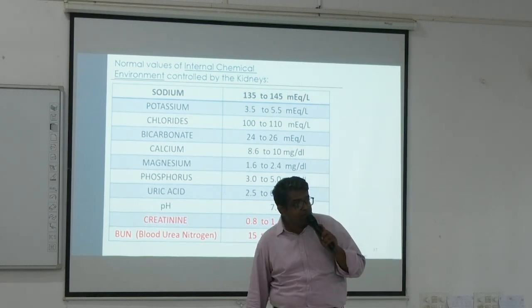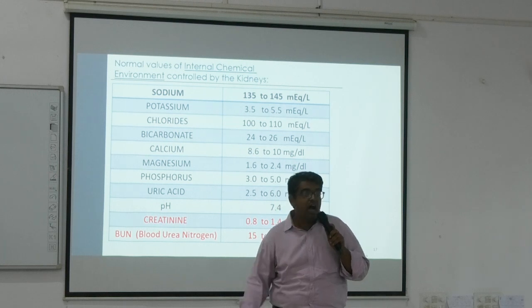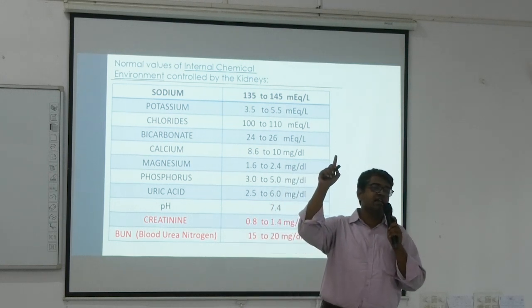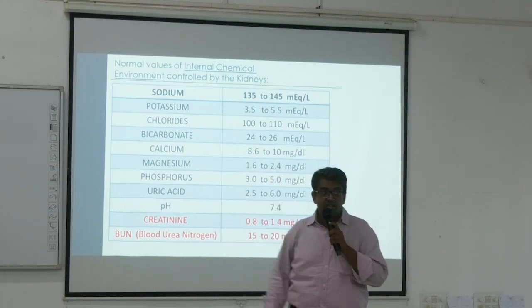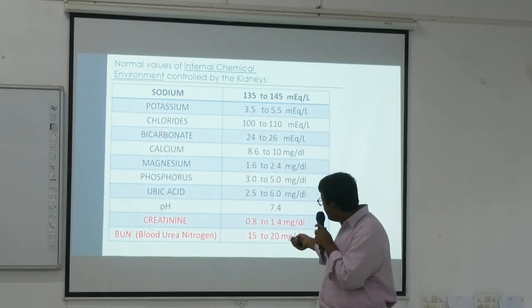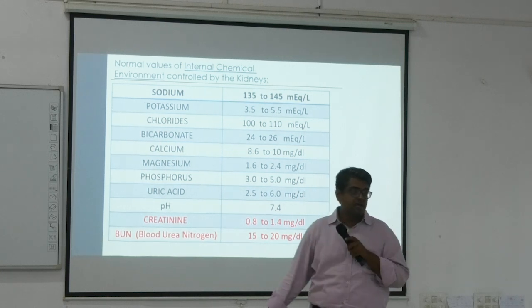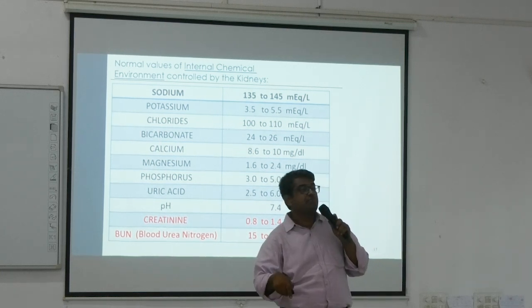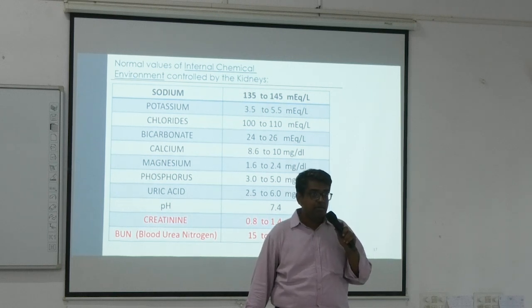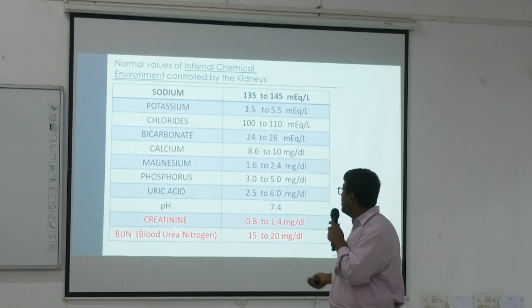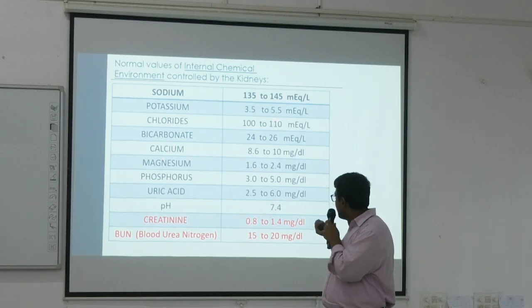Because your bicarbonate stores in the plasma are your first line of defense against any acidotic or alkaline change. Okay? So this bicarbonate is most important. And perhaps it is also the most important factor in an ABG or arterial blood gas analysis. Okay? Then you have calcium, 8.6 to 10.